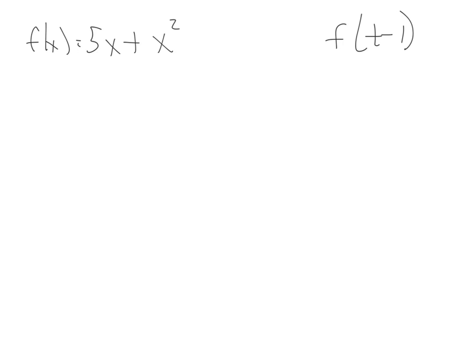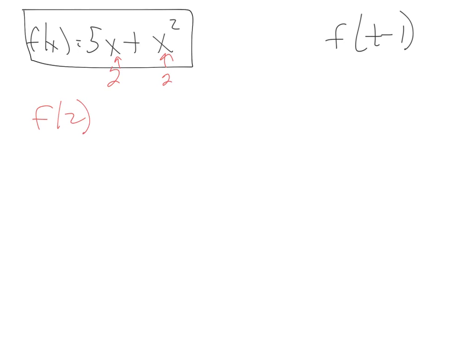Here's another question. It's basically expanding binomials again, but it's dealing with functional notation. So they give you an initial function. They say the function called f, so f of x is equal to 5x plus x squared. Okay, cool. So if I had, say, the number 2, I could plug in a 2 there, and I could figure out what the value of the function of 2 would be.